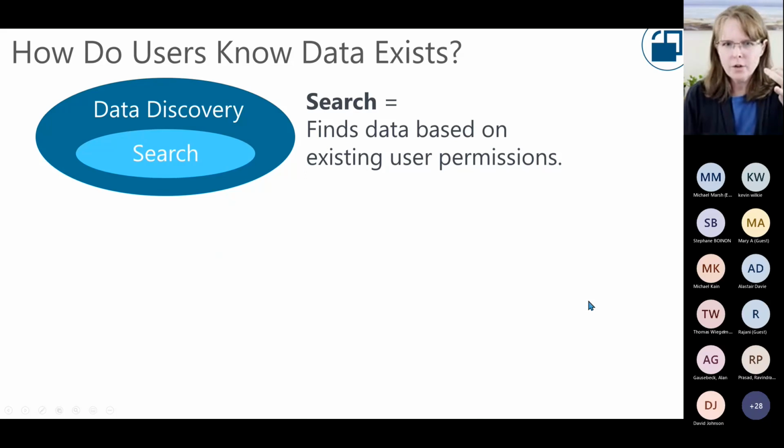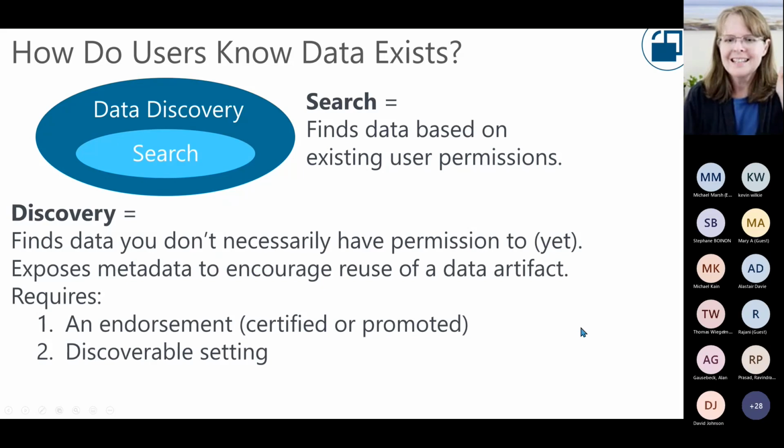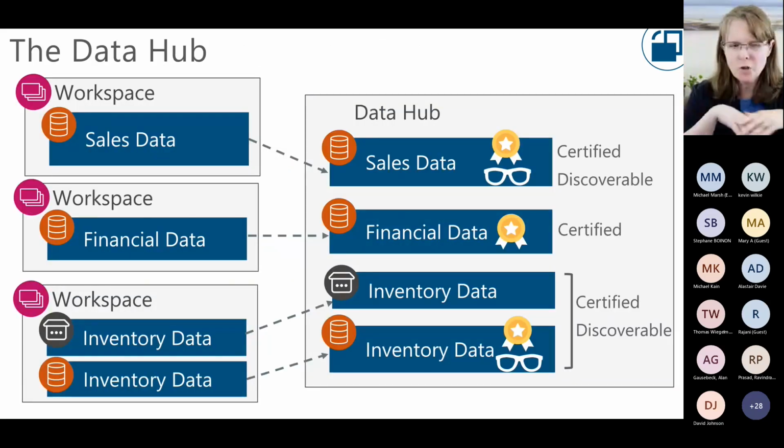So just to reiterate, search relies on your permissions. Discovery means that we're going to purposefully expose metadata to tell other people this thing exists. And it requires two things. One is the endorsement, so it has to be certified or promoted, and two is the discoverable setting. So let me show this conceptually for a second, and then I'm going to show you over in the Power BI service what this looks like.